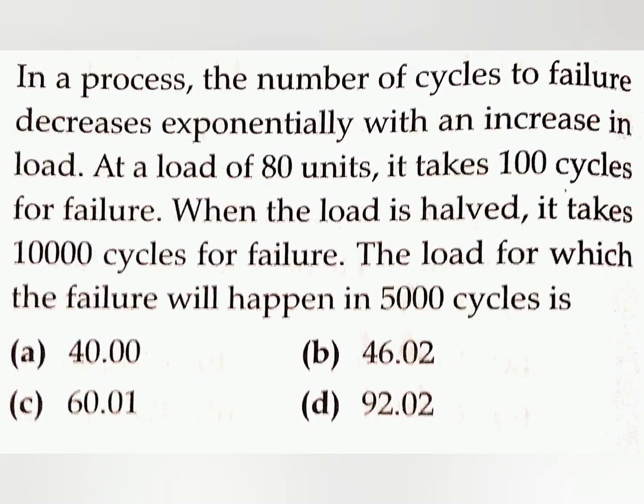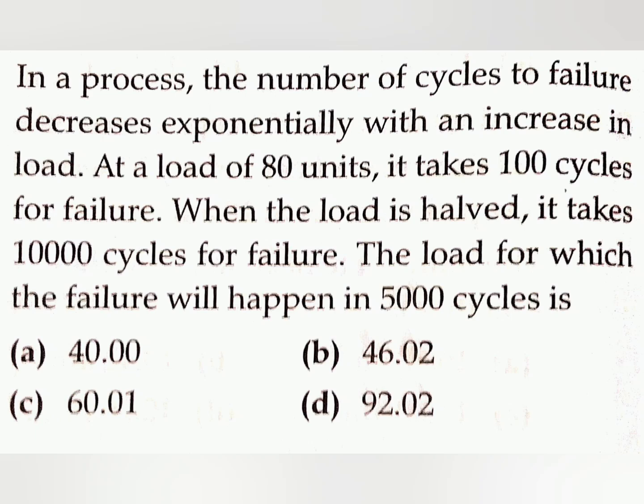So in this question, in a process, the number of cycles to failure decreases exponentially with an increase in load. At a load of 80 units, it takes 100 cycles for failure. When the load is halved, it takes 10,000 cycles for failure. The load for which the failure will happen in 5,000 cycles.